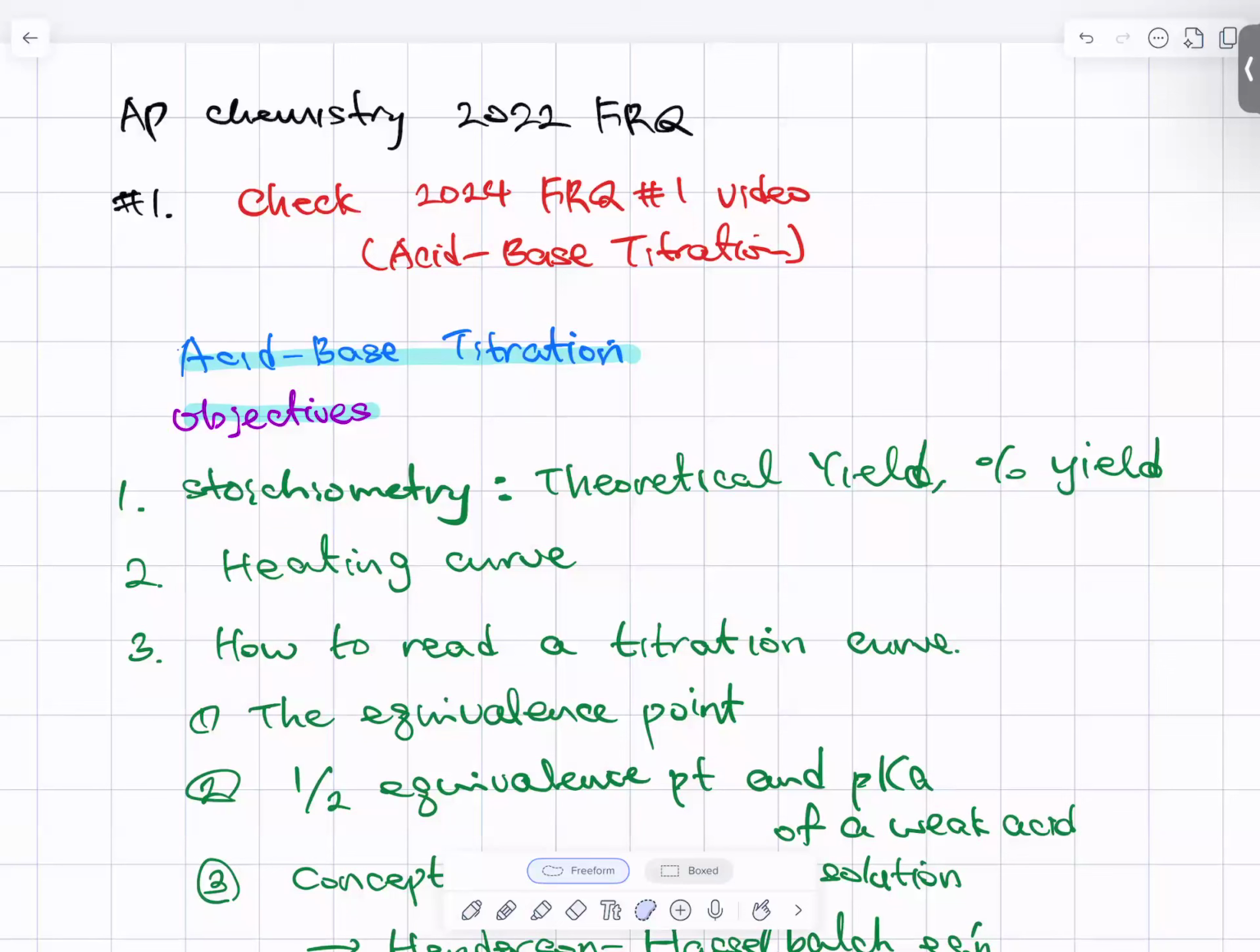Let's work on problem number one. I want to remind you that this problem has a very similar setting and concept as in the 2024 free response number one. I already prepared a video on 2024 free response number one, and I recommend you look at that video too.